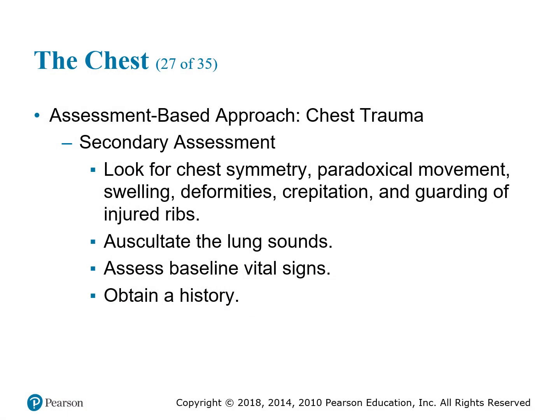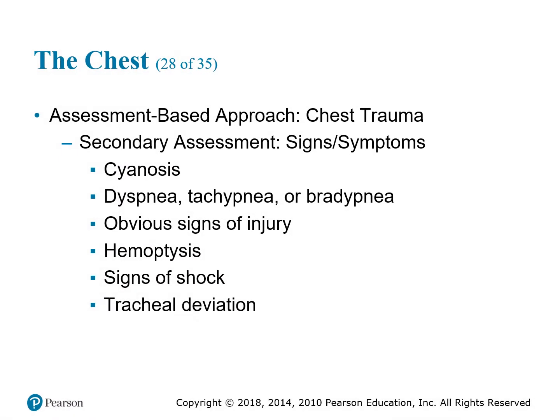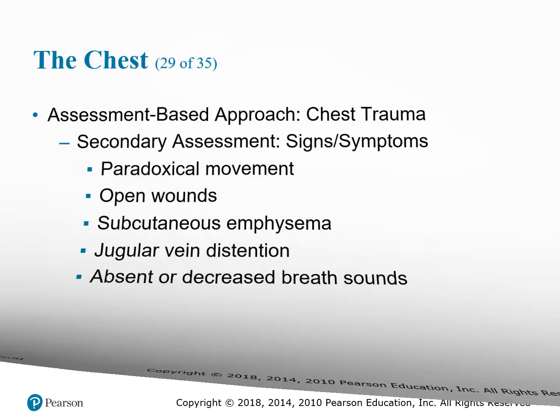Look for chest symmetry, paradoxical movement, swelling, deformities, crepitation, and guarding of the injured ribs. Auscultate for lung sounds, assess baseline vital signs, and obtain a history. Look for cyanosis, dyspnea, tachypnea, and bradypnea. Obvious signs of injury, hemoptysis, signs of shock, and tracheal deviation also.